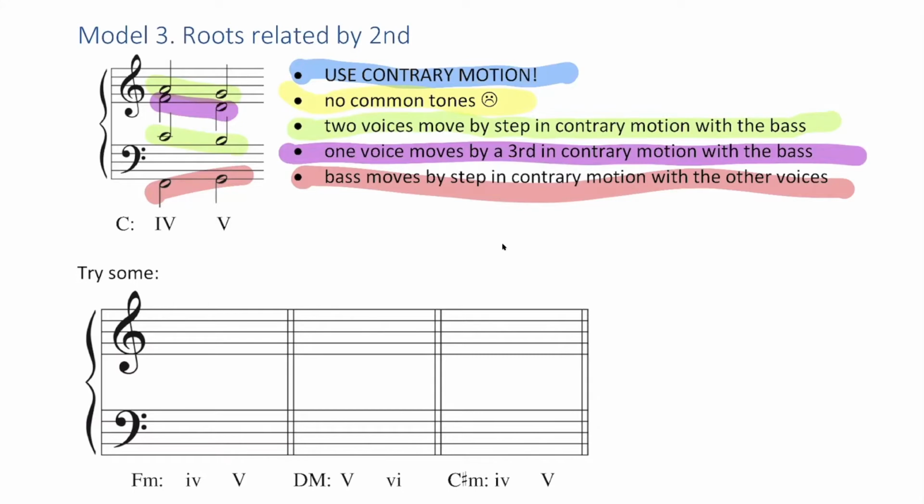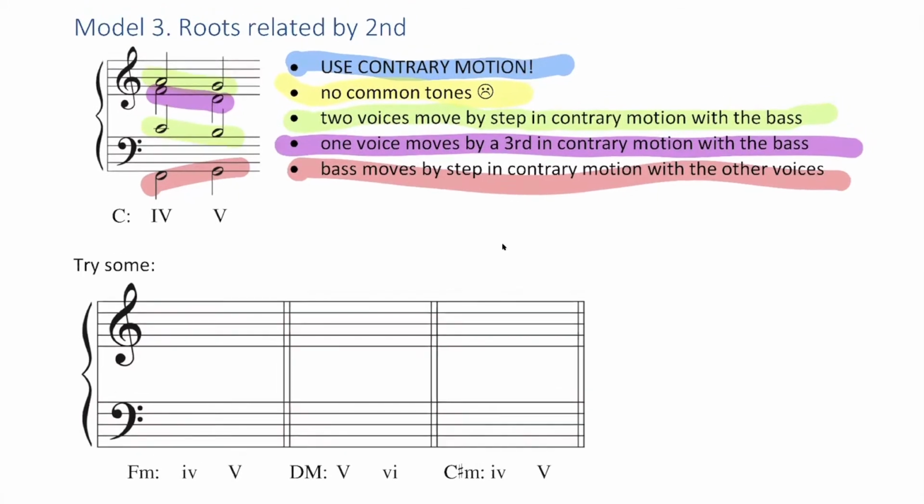Listen to how smooth this connection sounds. I'd like for you to try some now. I've got 3 examples for you to write on staff paper in F minor, D major, and C sharp minor. Pause the video, and when you're ready to take a look at my solutions, resume playing.